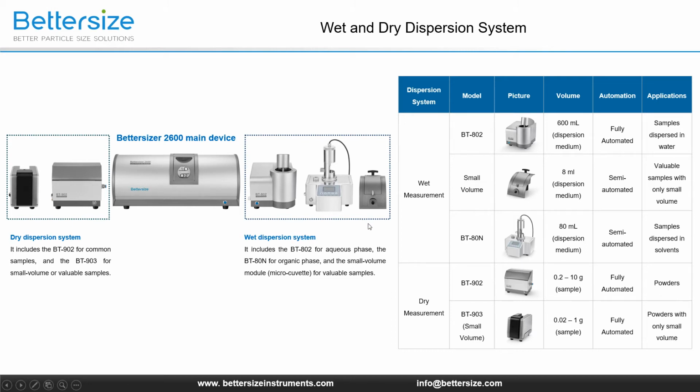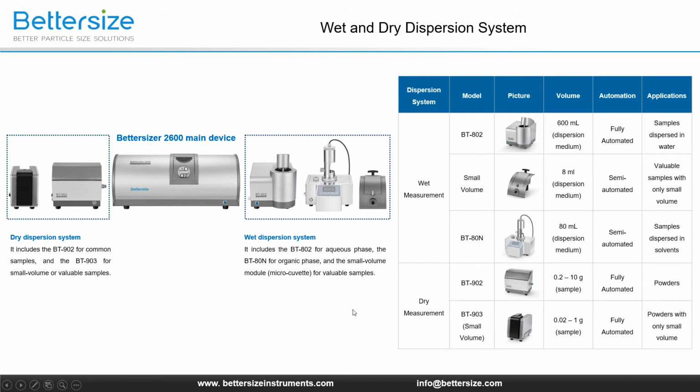For most common wet measurements, there is a standard volume module called BT802, whose dispersion medium is 600 ml, and there is a small volume module as well as an anti-corrosive module, BT80N. For dry measurements, a standard volume module BT902 and a small volume module BT903 are accessible. Small volume modules are designed for applications where the sample is valuable or produced in small volumes.